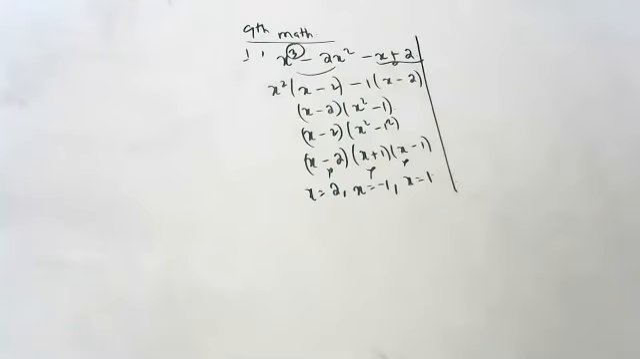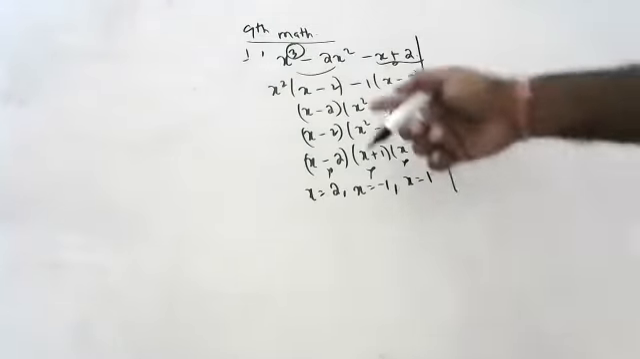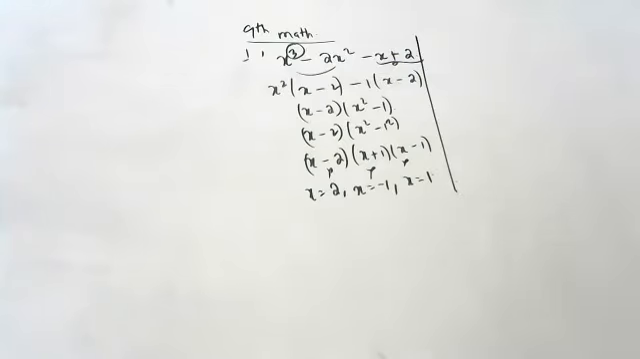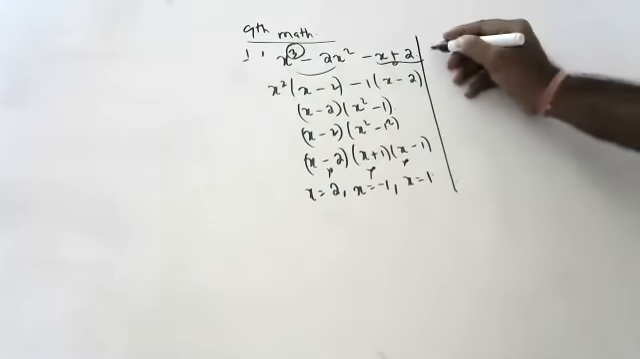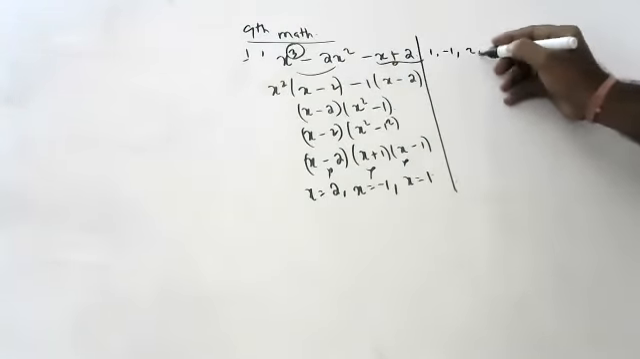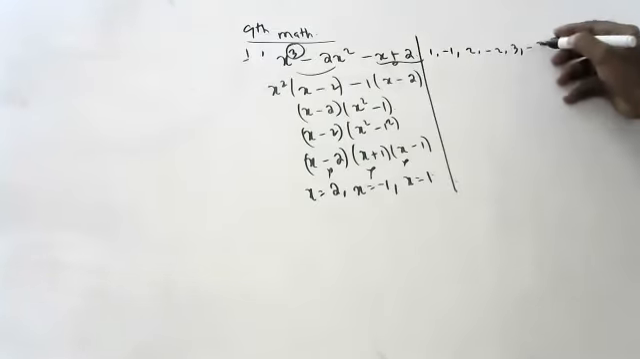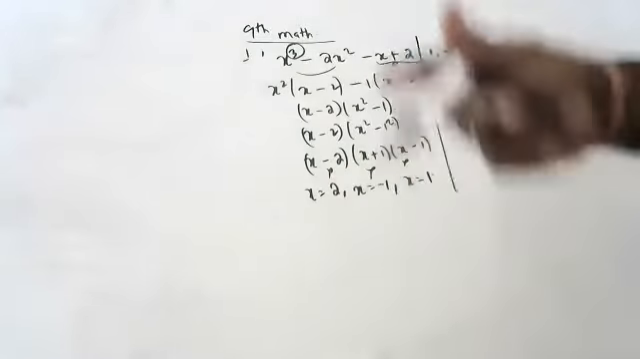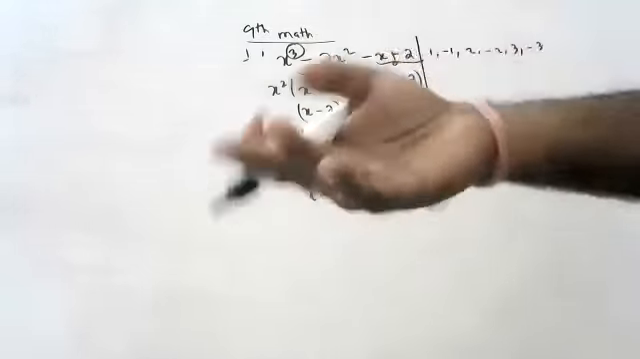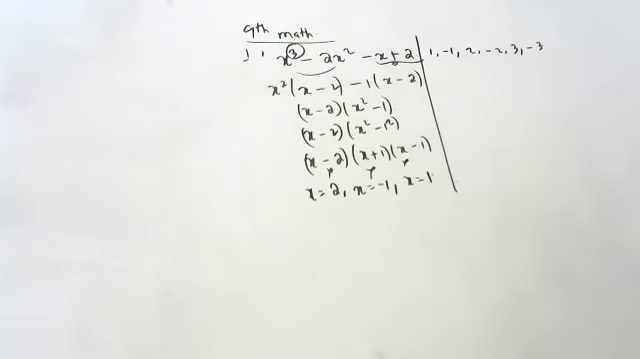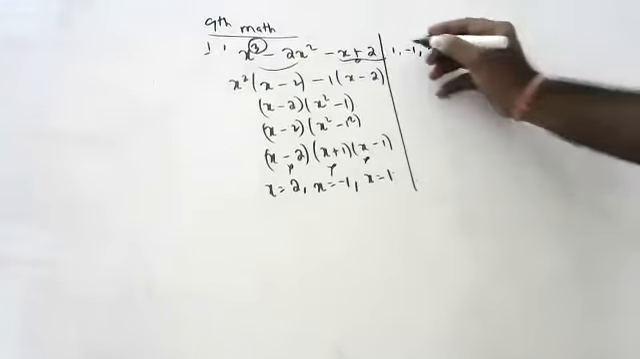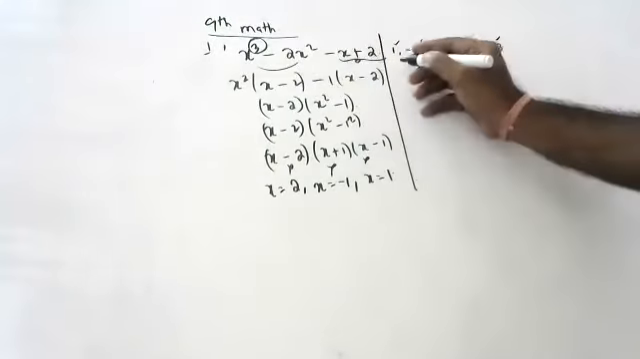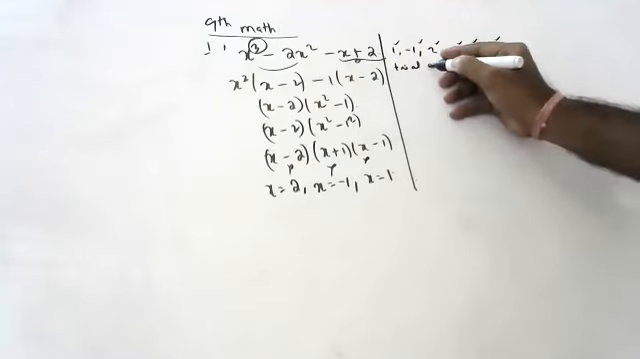This is one method. The other method, children, is if you can't take the factors common, then you do this. You substitute once 1, once minus 1, once 2, once minus 2, once 3, once minus 3, and you have to find one factor. With that one factor you divide, you'll get the quotient. That quotient, if you split, you'll get the remaining 2 factors. I know you didn't understand. I'll tell slowly, children. You have to substitute all these values. One factor you should find out by trial and error method.